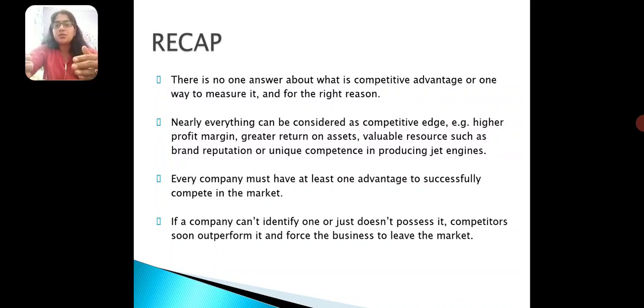Cost advantage is where you are offering the product at the same price, but your cost of production is low, so you are achieving higher profits compared to the competitors. Differential advantage is where you are basically offering unique products and services at the premium price, so you are different in the market, so you have superiority over your competitors.